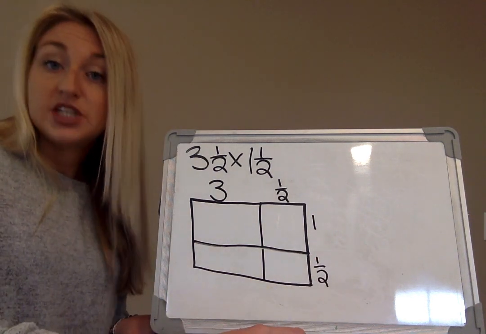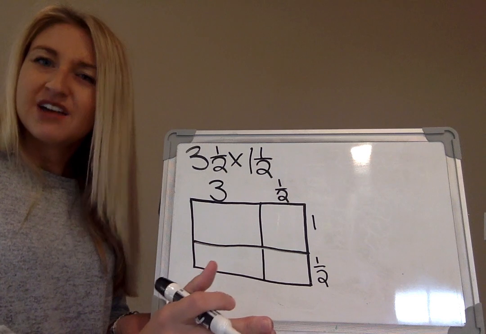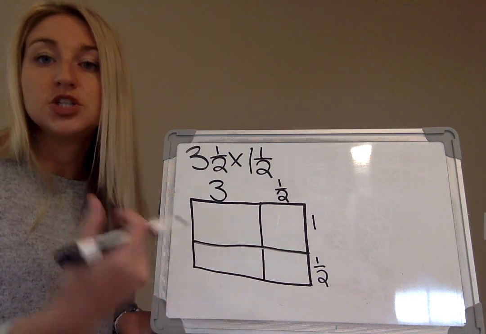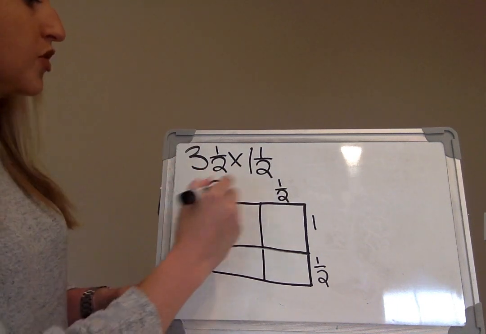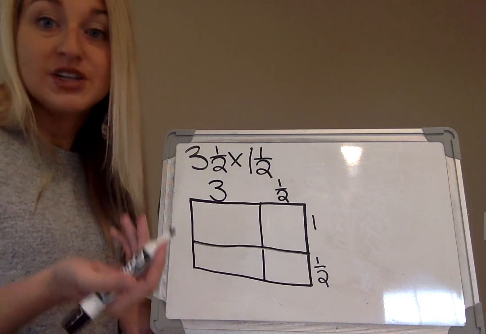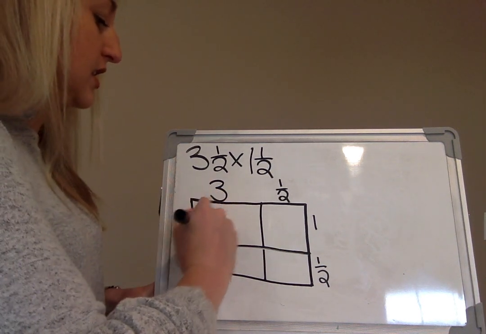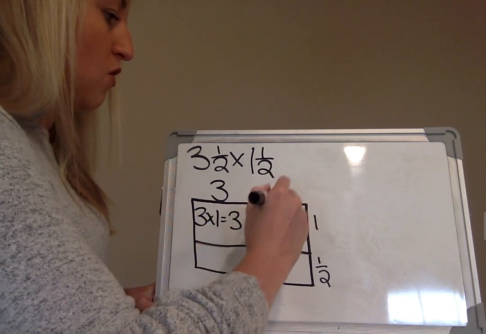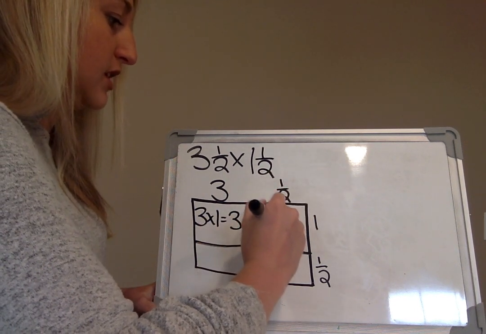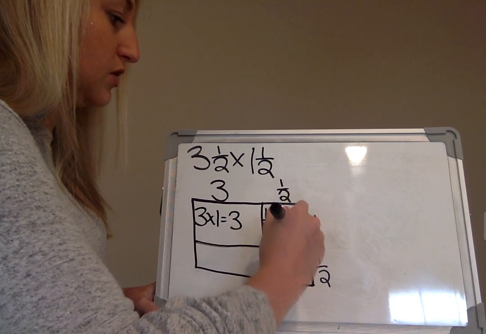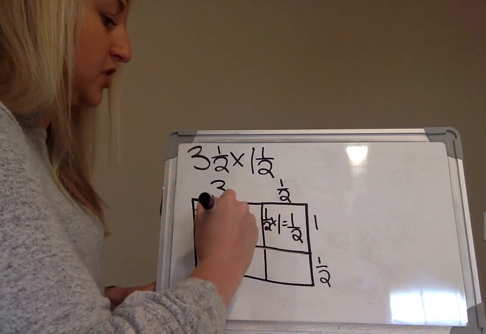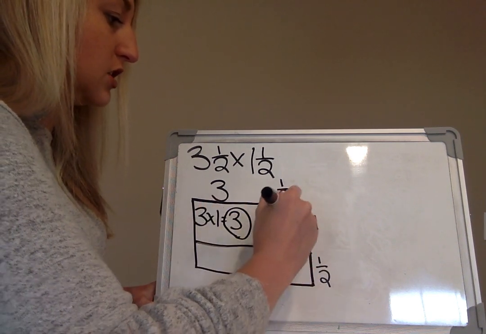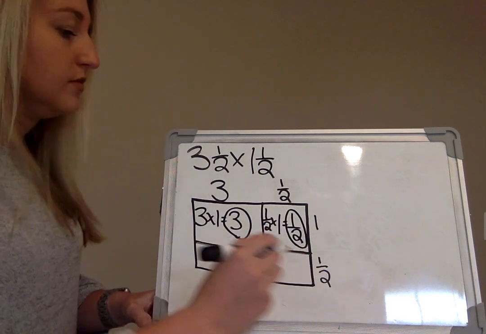Because we had to split two mixed numbers, now we have 4 boxes instead of 2, but it's still the same process. 3 times 1, anything times 1 is equal to the same thing. So 3 times 1 equals 3. 1/2 times 1 equals 1/2. Let me make sure that I'm circling my answers to each one.